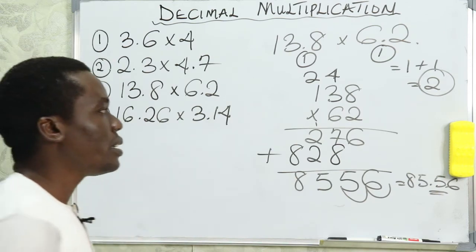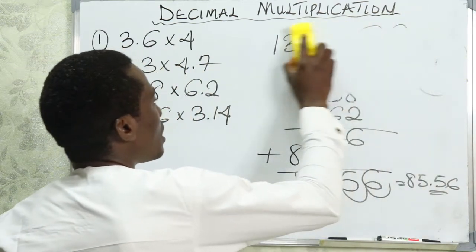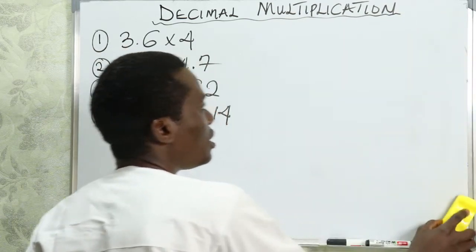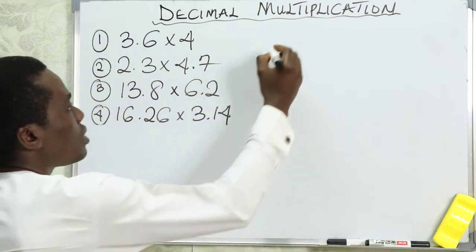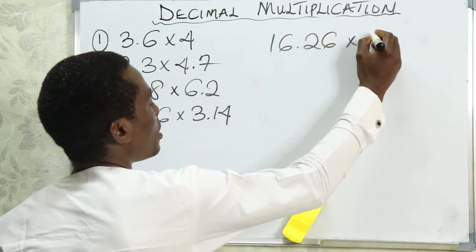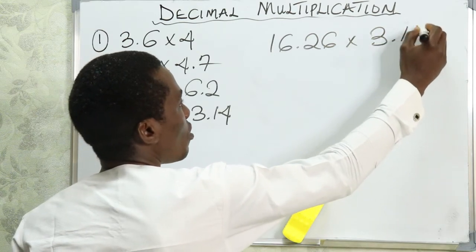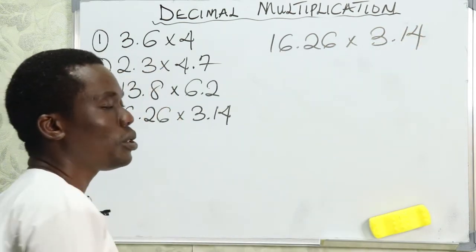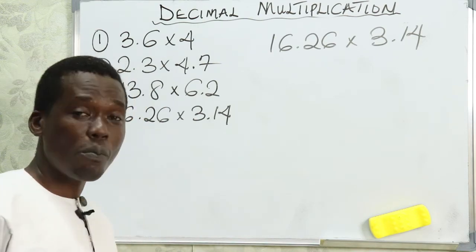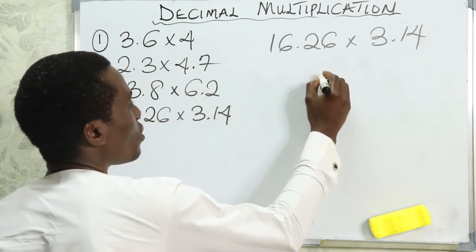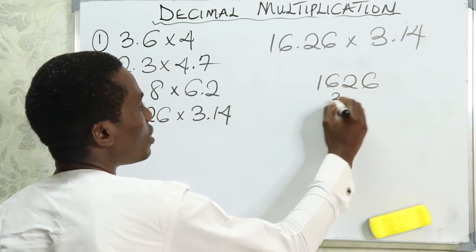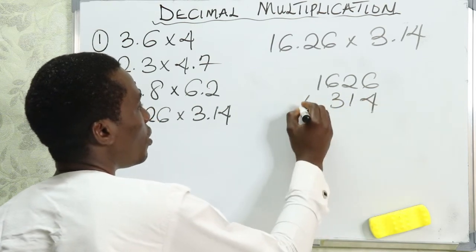Now let's look at the final example. I'm giving you this example so that you can get a mastery of this after this video. Now let's look at 16.26 multiplied by 3.14. Now, as I told you, I want you to multiply as if there was no decimal point. So that will give us 16.26 multiplied by 314. Multiply.